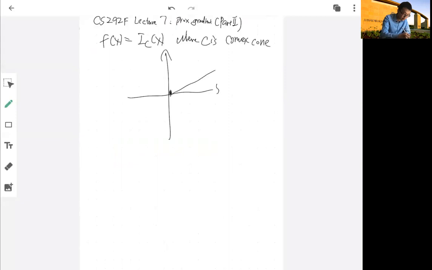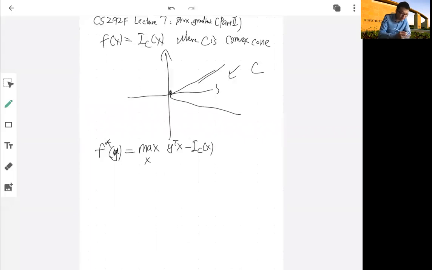Let's say that this is a convex cone, and everything inside here is C. Okay, so what is the conjugate of that? The conjugate of this function, by definition, is the max over x of y transpose x minus the indicator of x.